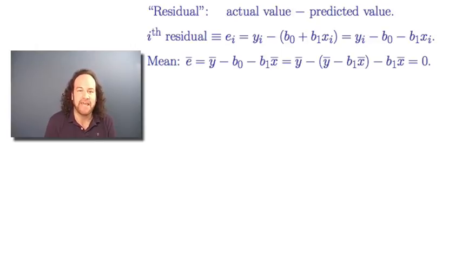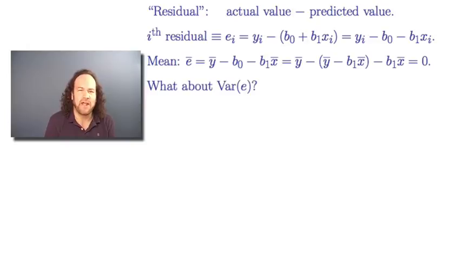So it means, yes, some of the residuals are positive, and some of them are negative, but their mean is 0, which kind of makes sense. It says that this line is trying to fit the data as well as possible, so it balances out. So on average, it hits it exactly. Sometimes it's too high, sometimes it's too low, but on average, it gets it right.